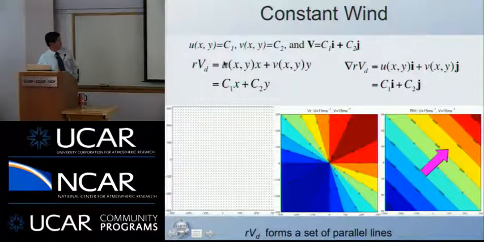So we can show it mathematically. R times VD, ux times vy. If u equals c1, v equals c2, and you take the gradient, you get c1i plus c2j, which is the velocity vector. Okay, so this is a very simple relationship.